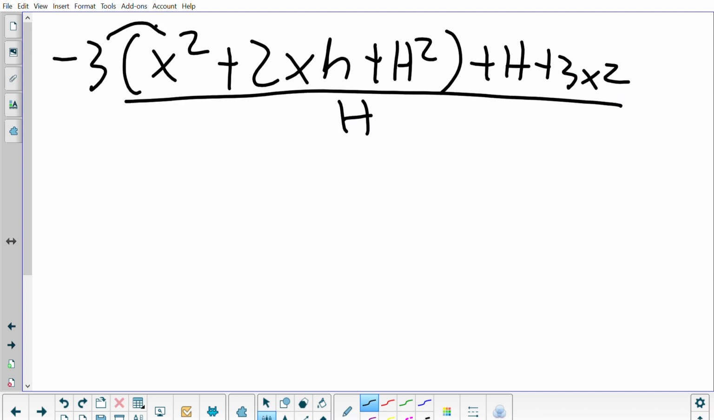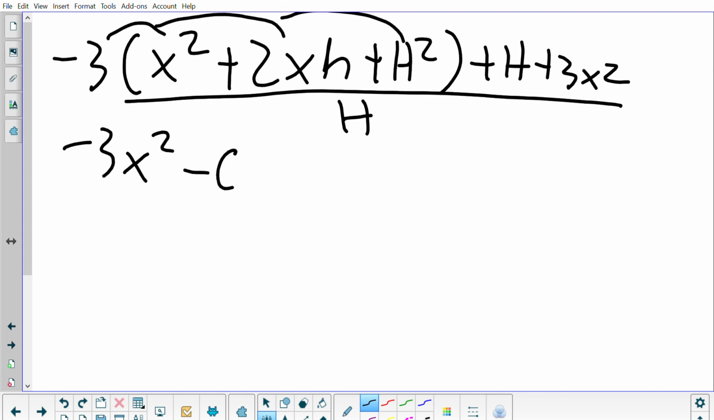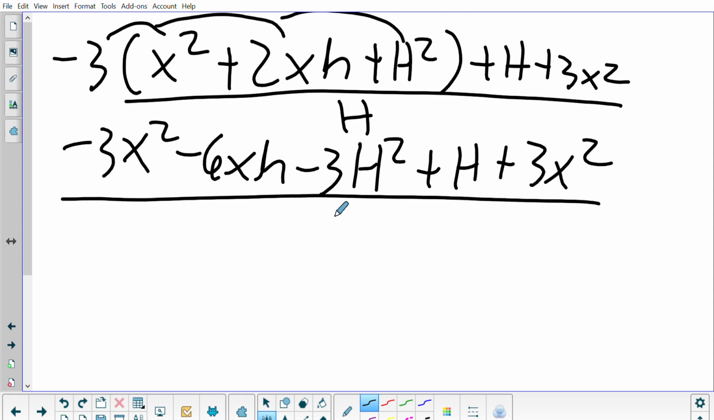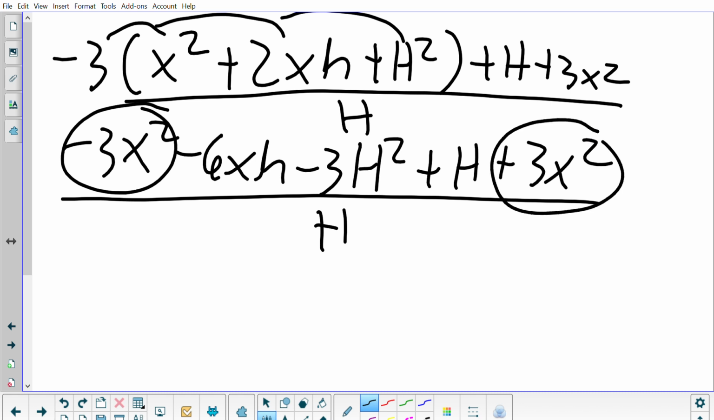Now I'm going to distribute this negative 3 throughout. Negative 3x squared minus 6xh minus 3h squared plus h plus 3x squared all over h. I am now going to combine 3x squared with 3x squared, and those are going to cancel.